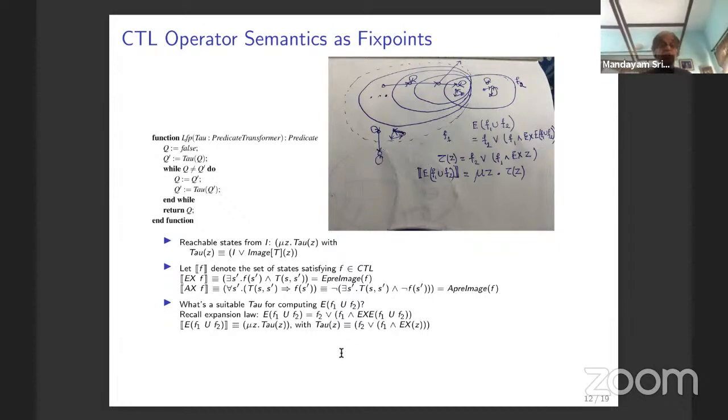So you see, in one step you have a characterization of the CTL operator. When I say characterization, what I mean is the set of states defined as per the CTL semantics is exactly equivalent to the limit of the tau chain that I compute via the Kleene iteration. That's what is happening here. So, any questions here?